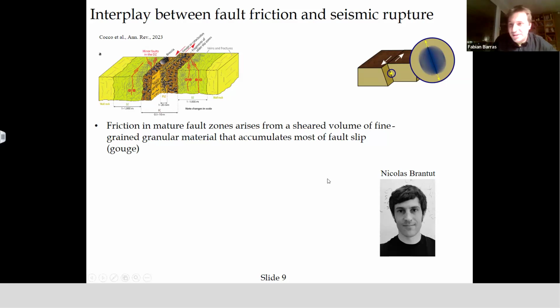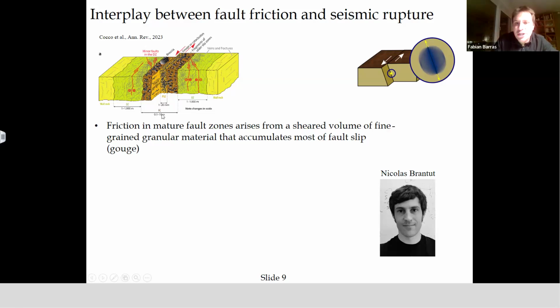It should soon be resubmitted in NatureCom. It's currently under review. And the main question here is, what about now fault friction? So far we have only considered perfect interfaces or interfaces that are nominally flat. But if I look here at a sketch that has been produced in this review paper, how the friction in a fault should emerge, in mature fault zones particularly.